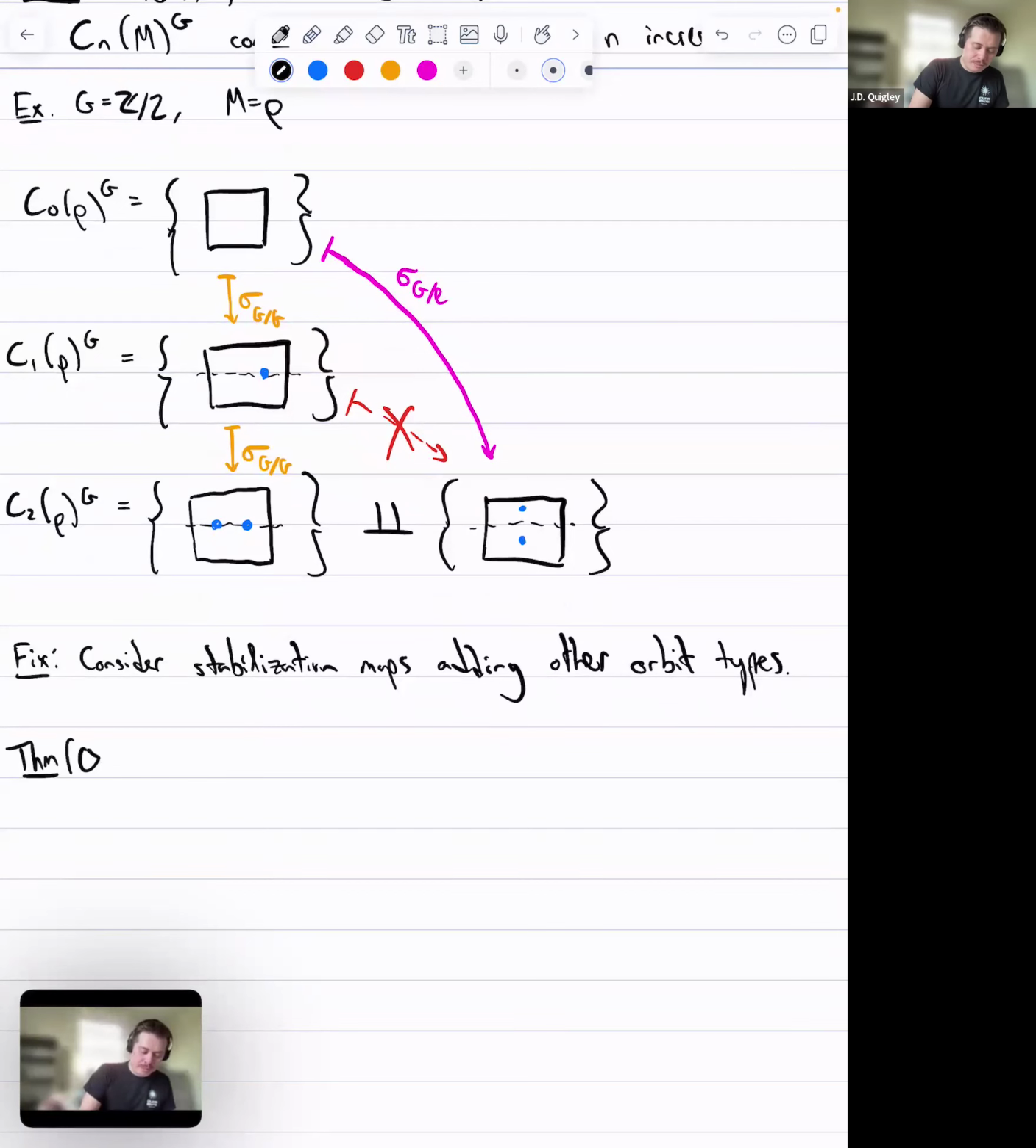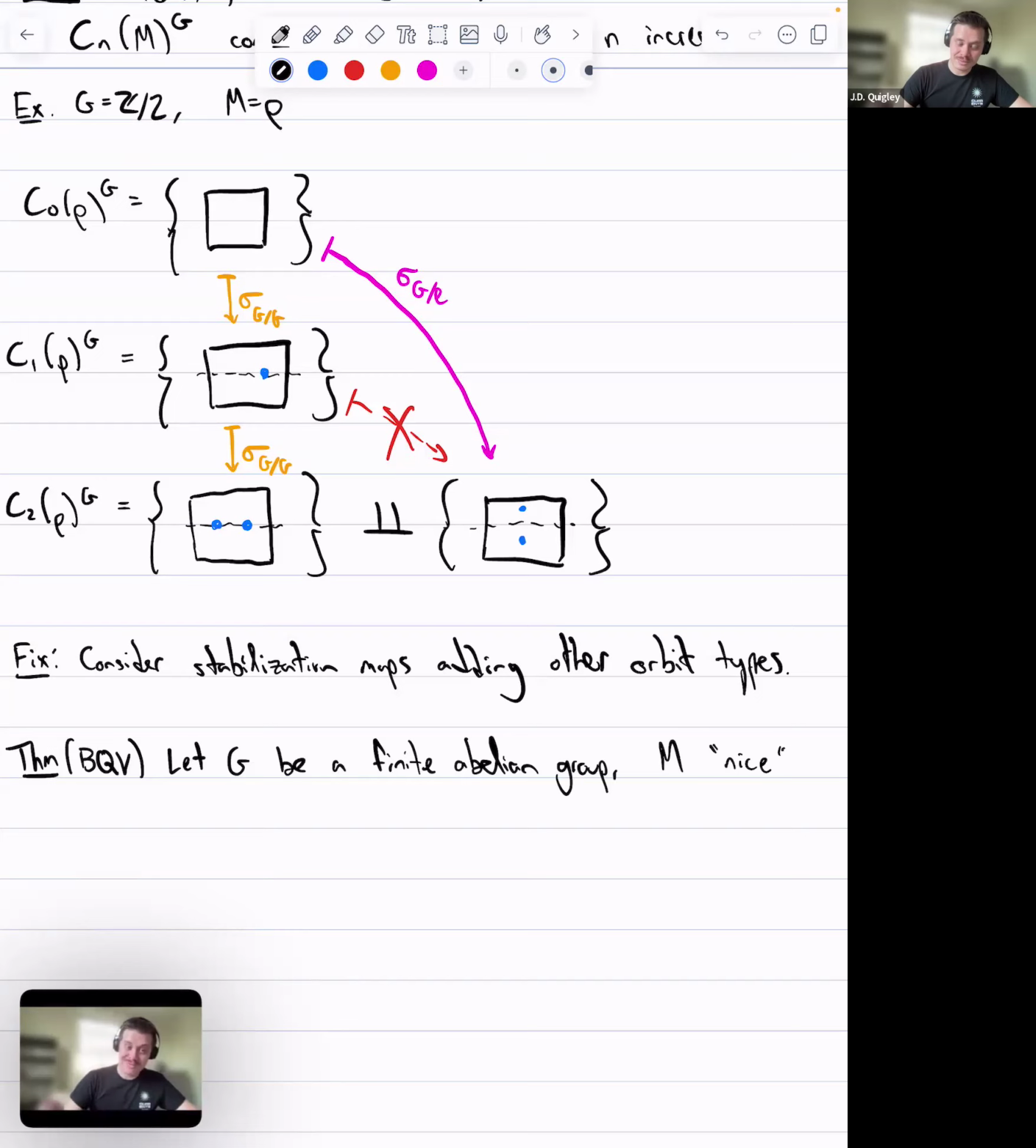Let's see. Okay, so let G be a finite abelian group. And let M be a nice G manifold. Where nice here means that we can define every possible type of stabilization map. In other words, we can add every orbit type.